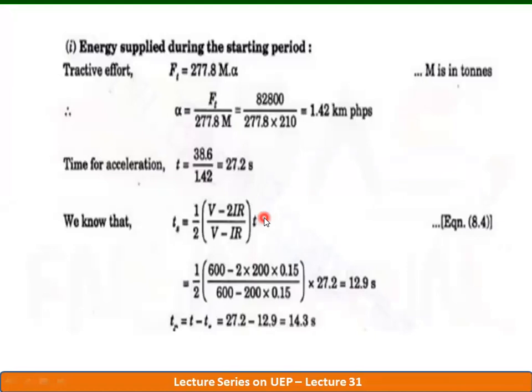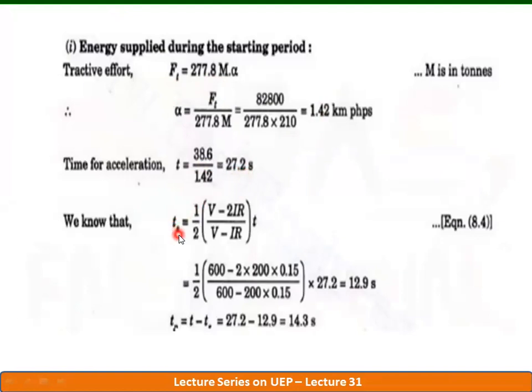Energy supplied during the starting period: tractive force required is 277.8 m alpha, where alpha is equal to FT divided by 277.8 into m. Here we got 1.42 km per hour per second. The time for acceleration is velocity divided by alpha, 27.2 seconds.